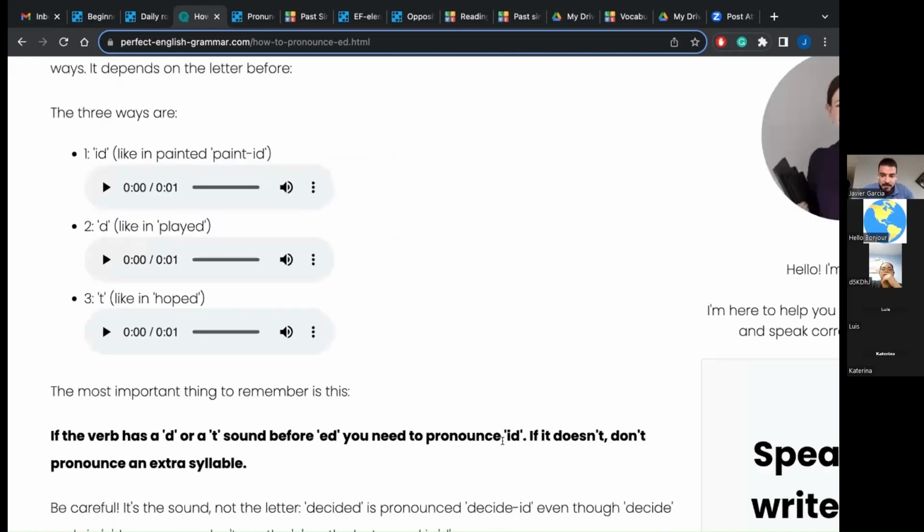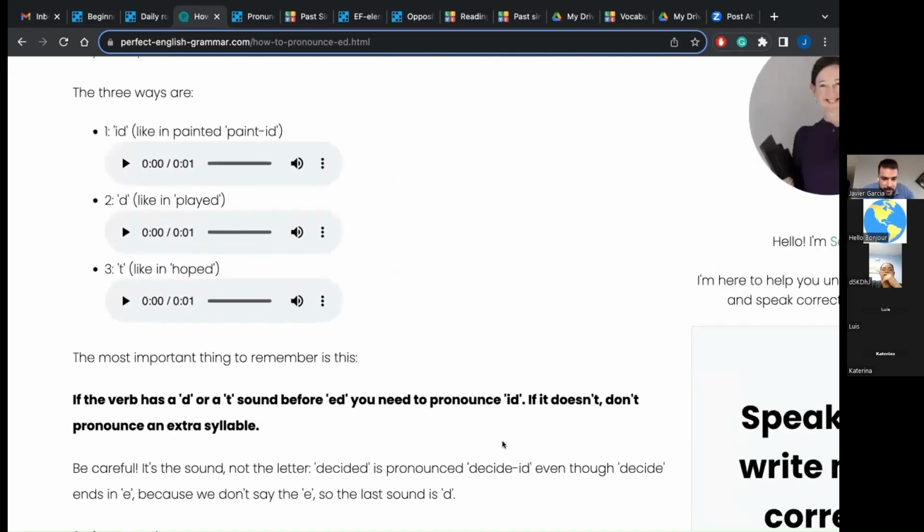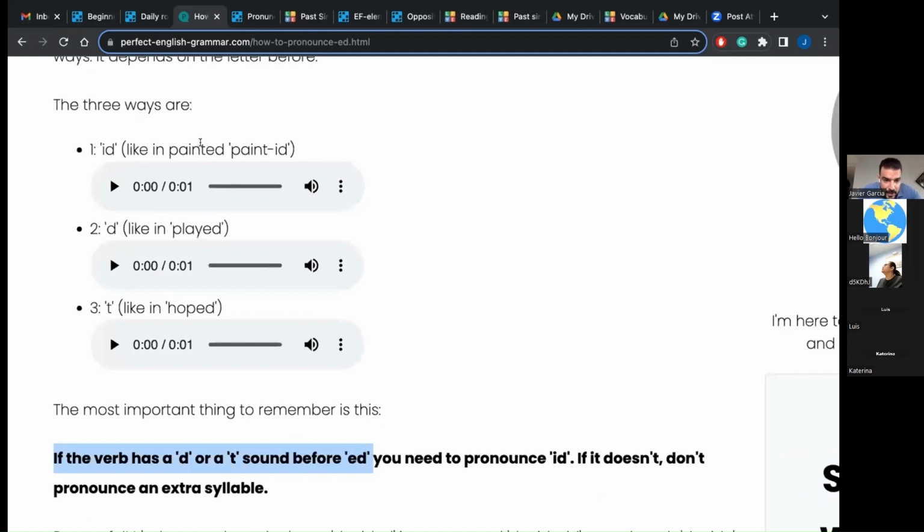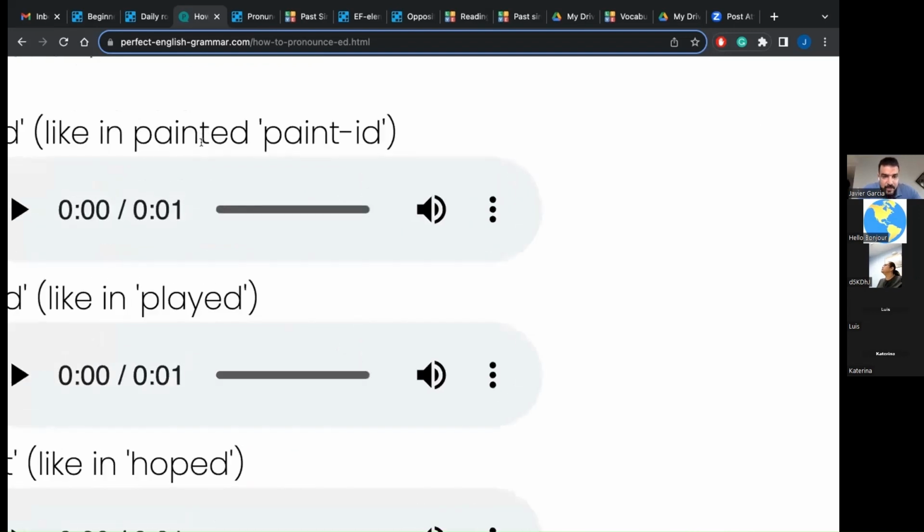As an ID. Luis, are you following? This is new material for you. Okay. So I want you to please try to write this down as I'm speaking, so you can remember this. So if the verb has the sound of a D or a T at the end of the word before the ED, for example, like here, before the ED, here it has the sound of the T.